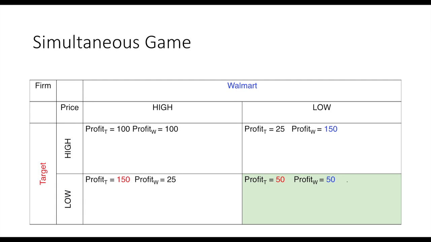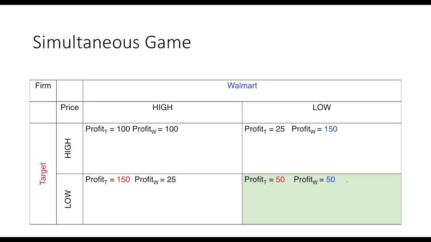So with all of Target's best options highlighted in red and Walmart's best options highlighted in blue, we can evaluate what is the most likely outcome of this simultaneous game. When we have an option where both parties most benefit from the same outcome, this is called a Nash equilibrium. In game theory, the Nash equilibrium is a solution concept of a non-cooperative game involving two or more players, in which each player is assumed to know the equilibrium strategies of the other players, and no player has anything to gain by changing only their own strategy. In this simultaneous game scenario, the Nash equilibrium is when both stores price low.